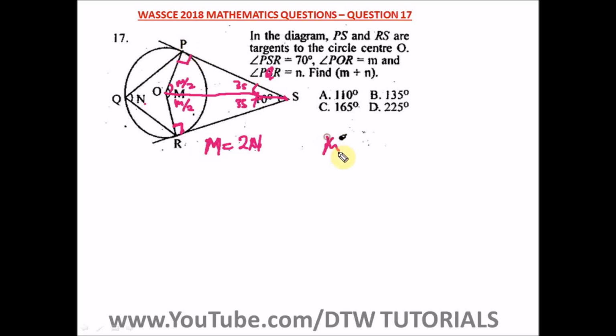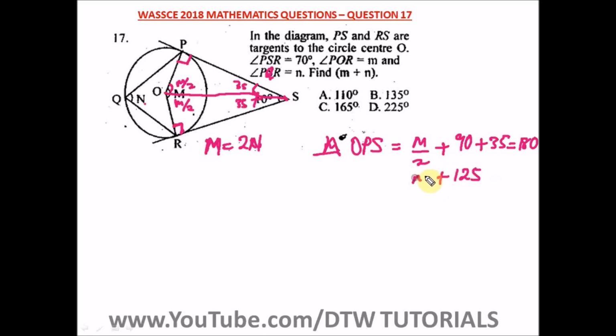Let's say we are picking triangle OPS. So we're picking this triangle. So the sum is equal to what? 180. So we have M divided by 2 plus what? 90 and plus what? 35 equal to what? 180. Alright, so from here, how do we solve? What is 90 plus 35? 90 plus 35 is what?